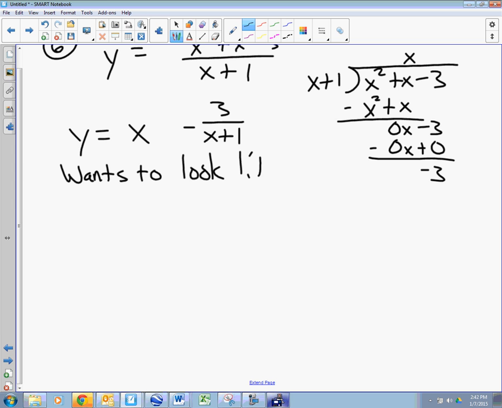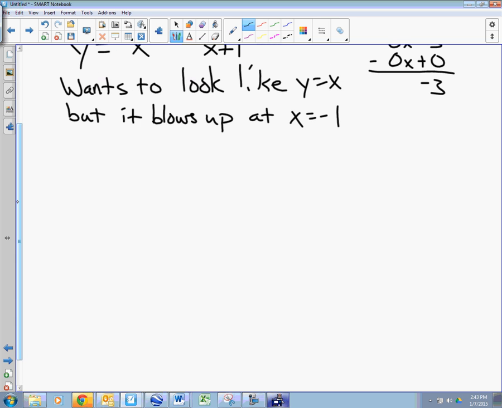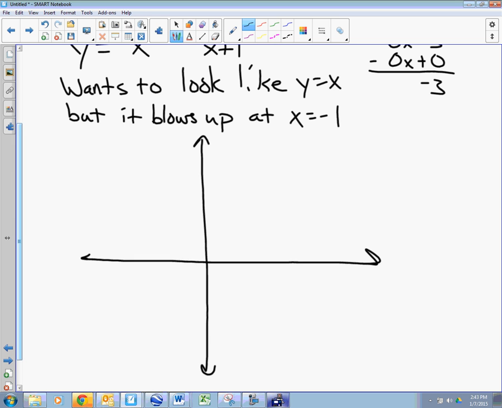It wants to look like y equals x. What is the graph of y equals x? It's a line with a slope of 1 that passes through 0. But it blows up, it's a good mathematical term, at what x value? -1 is the problem value. So we have this vertical asymptote. So watch what I'm going to draw. It wants to look like this.